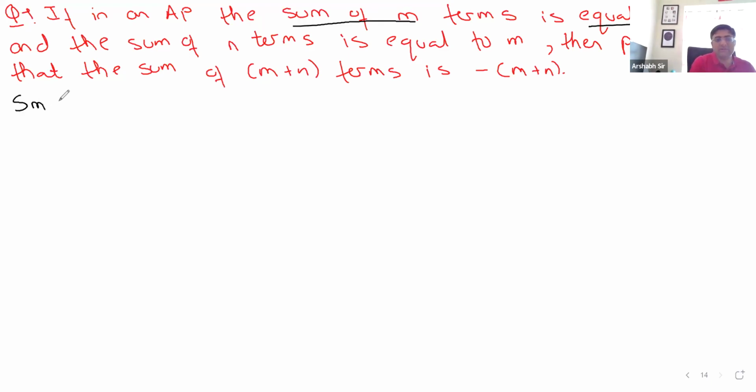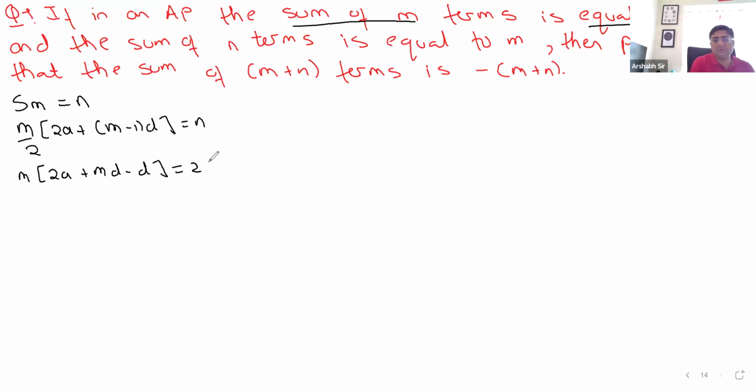So the first equation is sum of m terms is equal to n. Solve this. So m by 2 into 2a plus m minus 1 times d is equal to n. Take the 2 over there. So m times 2a plus md minus d is equal to 2n. Open the bracket. 2am plus m square d minus md is equal to 2n. Do you agree? This is equation number 1.